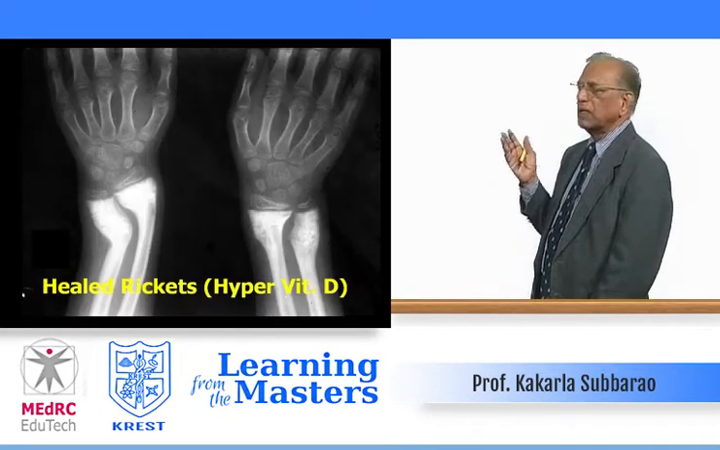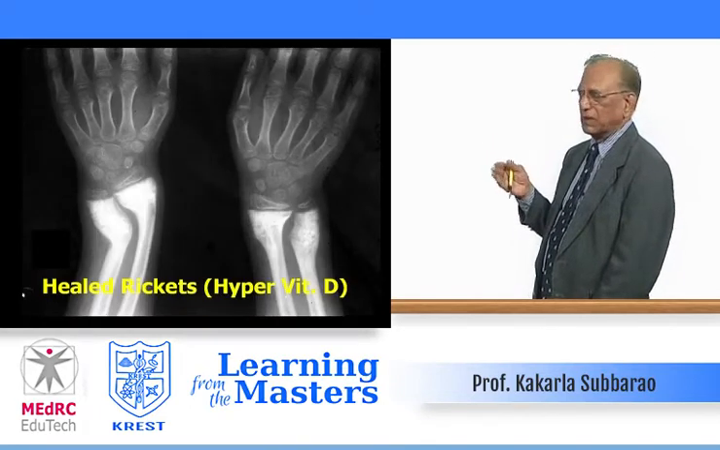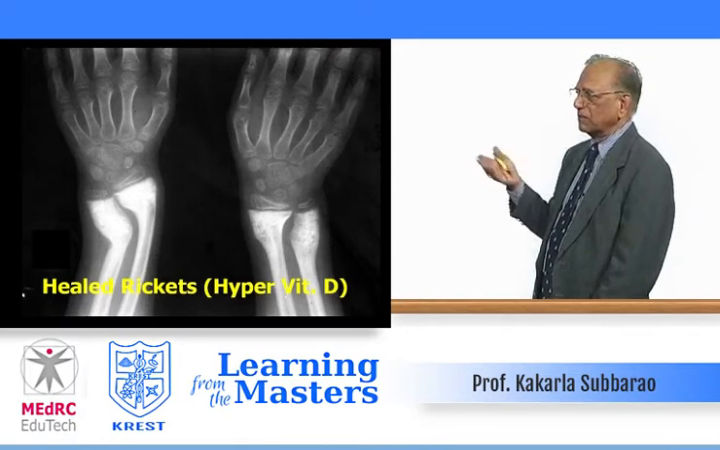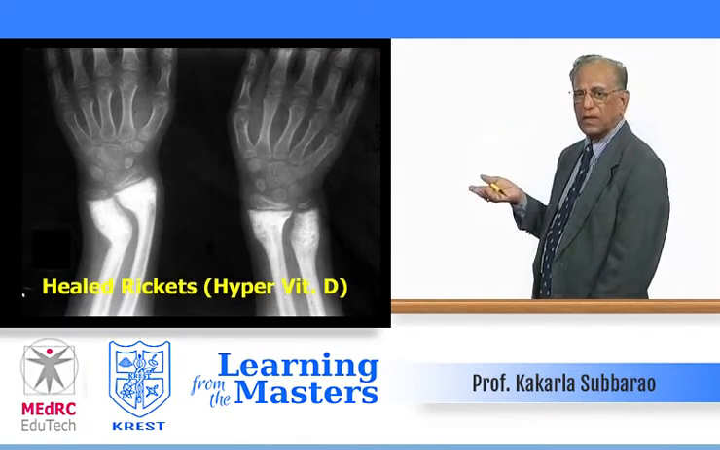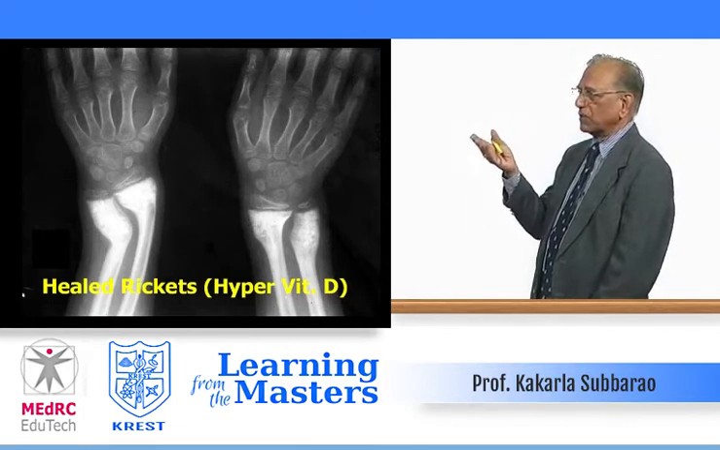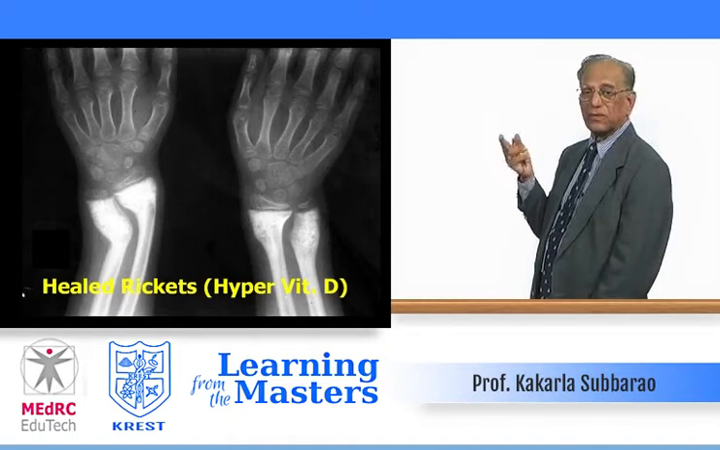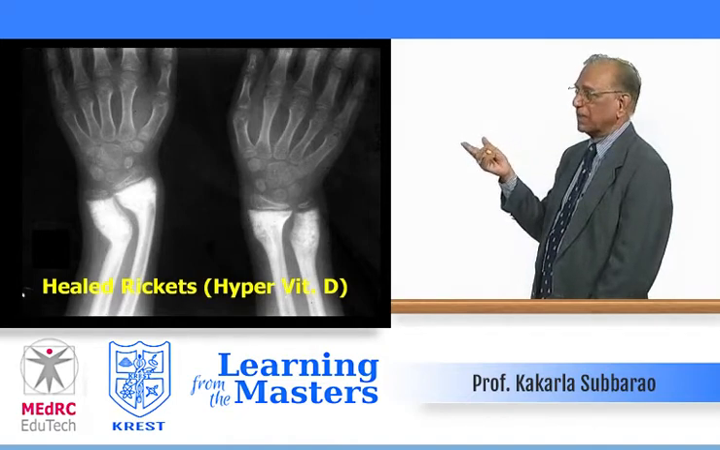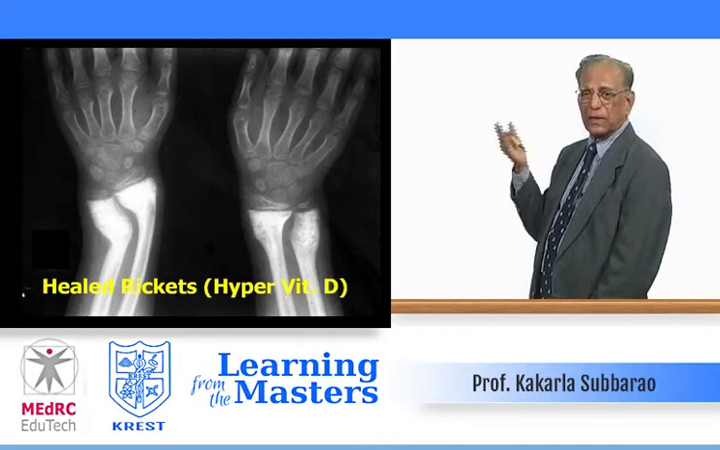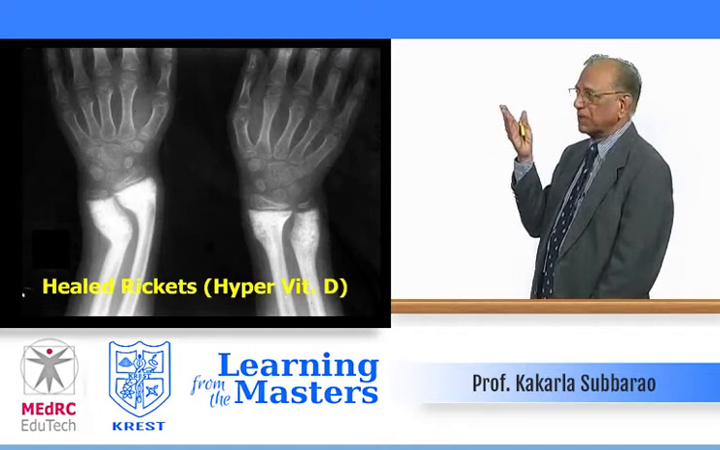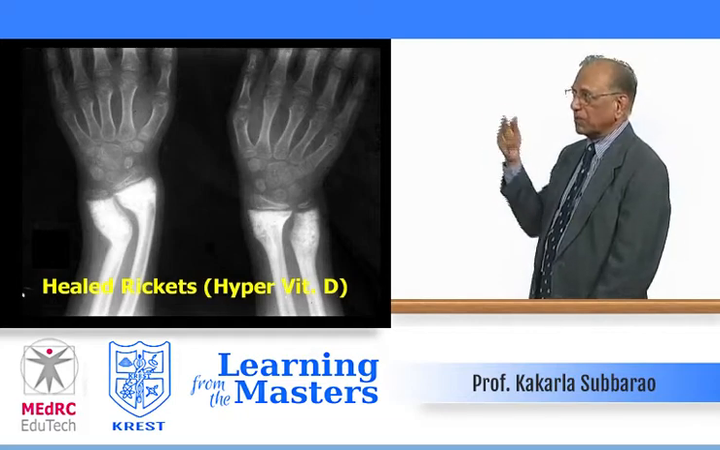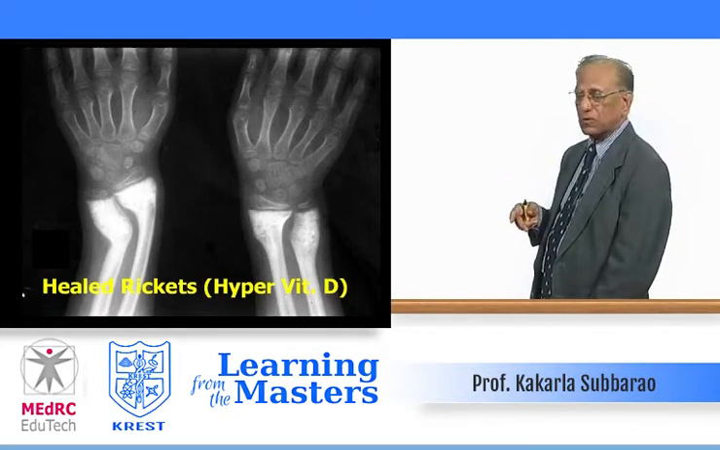This one is healed rickets. When the mothers or the physician is over-enthusiastic, they may give plenty of vitamin D, which is not really required, more than required doses, and that produces sclerosis at the metaphyseal ends of radius and ulna. The deformities persist, but the bone ends are sclerotic. The cupping is gone. The distance between the epiphysis and metaphysis is gone. And also notice, it may produce osteoporosis of the bones.